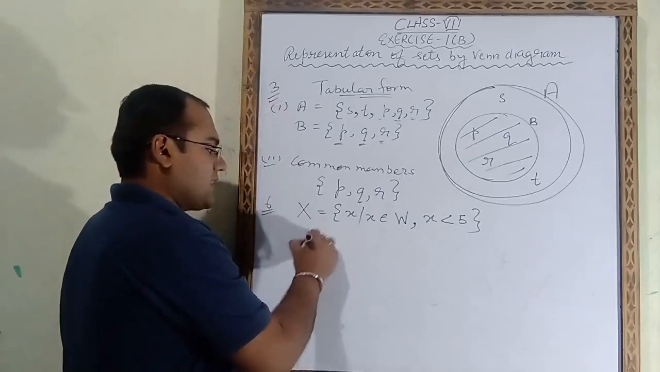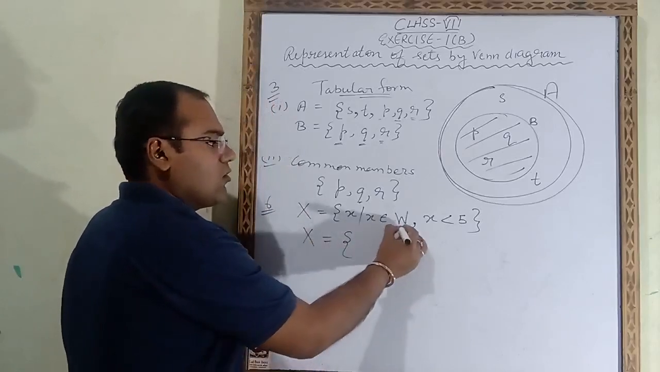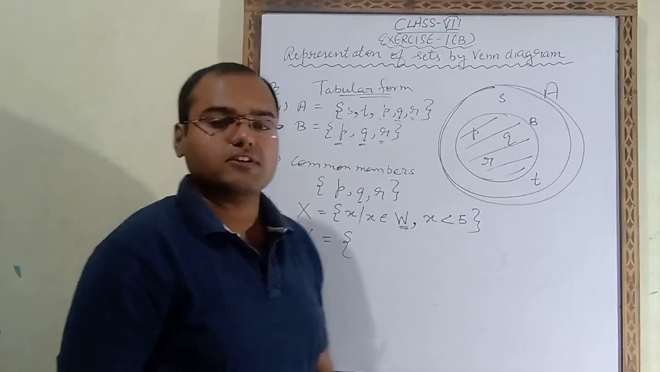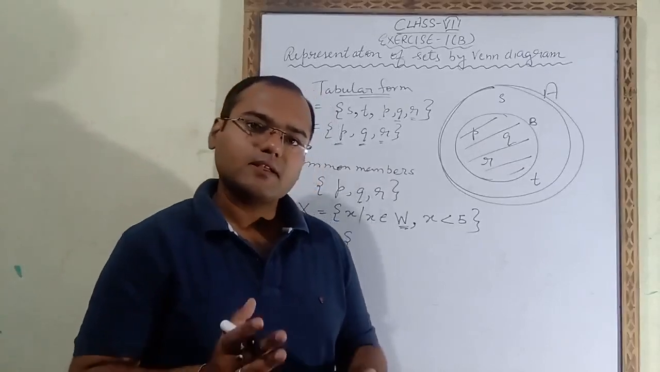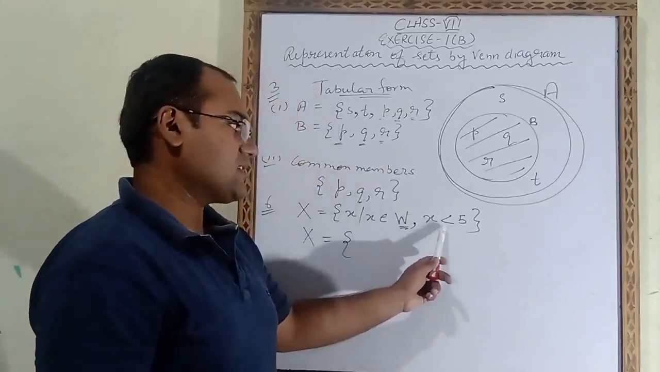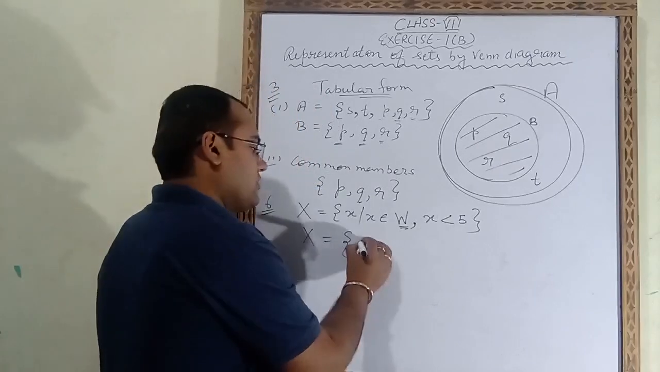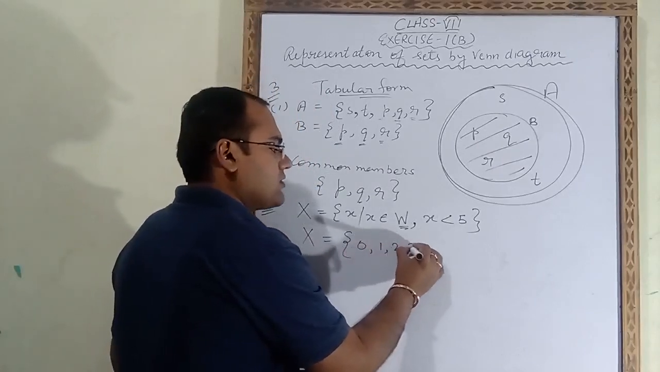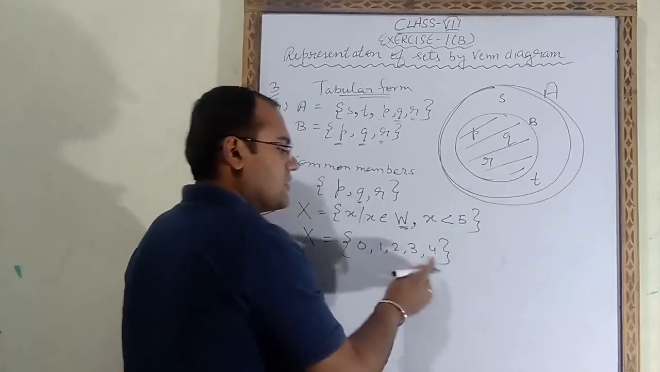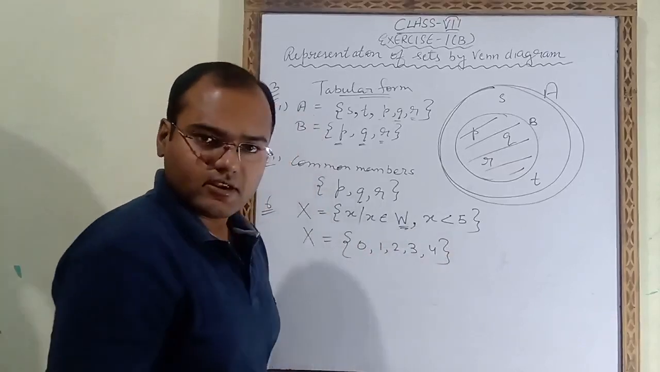So in the set X we have to write the whole numbers. What are whole numbers? Whole numbers are those which start from 0. X is less than 5, so we have to write all the whole numbers that are less than 5. So we have to write here 0, 1, 2, 3 and 4. These all whole numbers are less than 5.